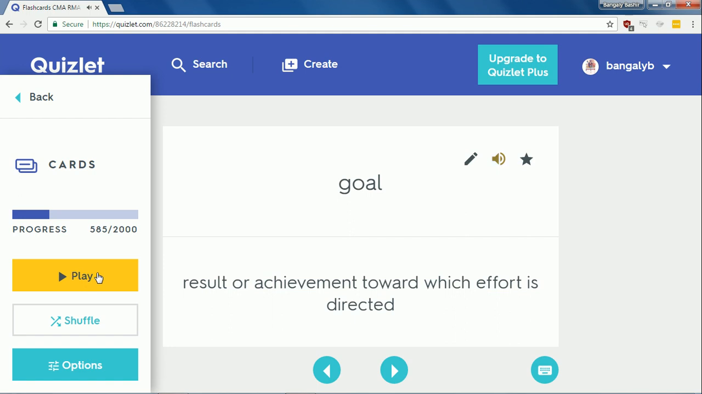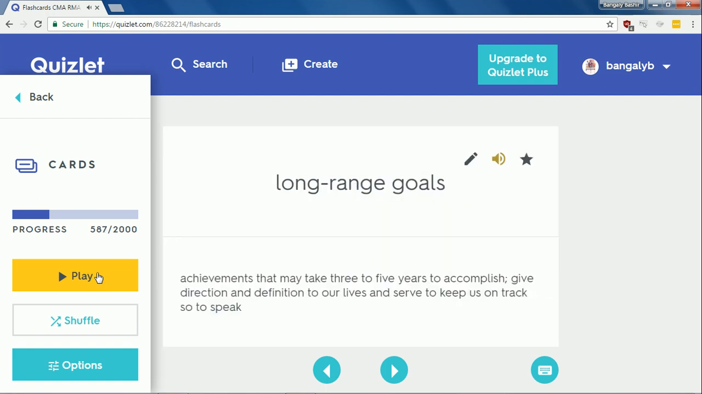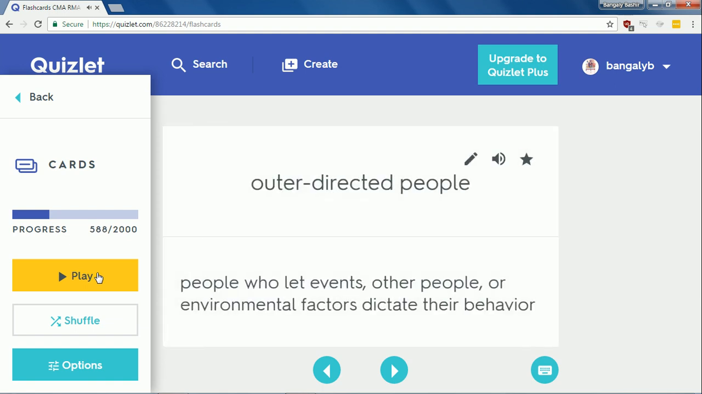Goal. Result or achievement toward which effort is directed. Inner-directed people. People who decide for themselves what they want to do with their lives. Long-range goals. Achievements that may take 3 to 5 years to accomplish give direction and definition to our lives and serve to keep us on track, so to speak. Outer-directed people. People who let events, other people, or environmental factors dictate their behavior.